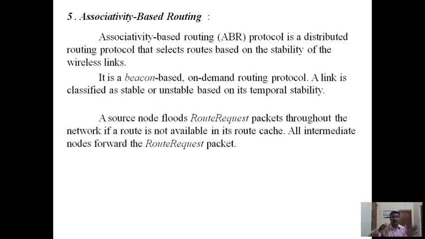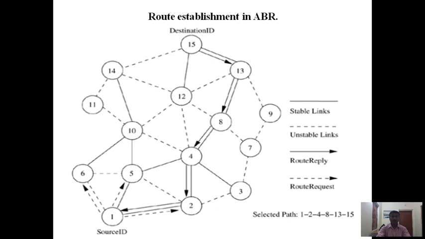If the route is not available, the source node is flooding the request packets throughout the network. In the same manner, all the intermediate nodes also forward the route request packets to the other nodes. So this is the basic route establishment concept of associativity based routing.